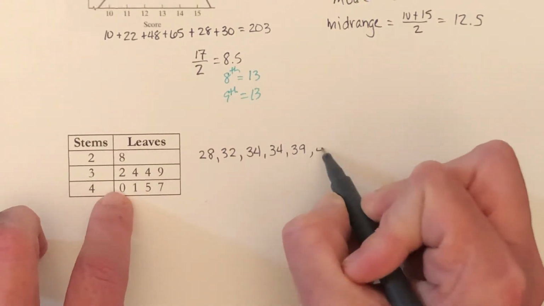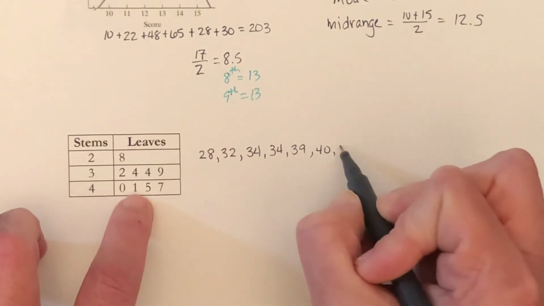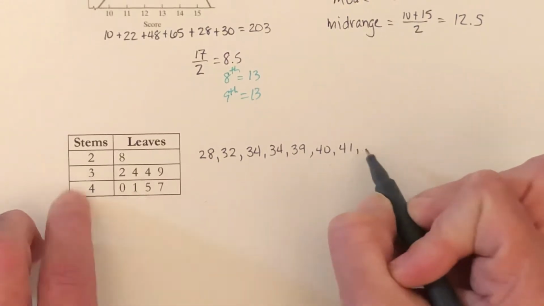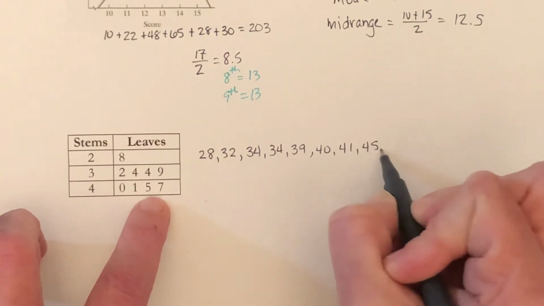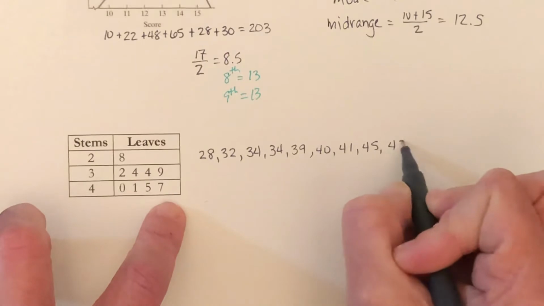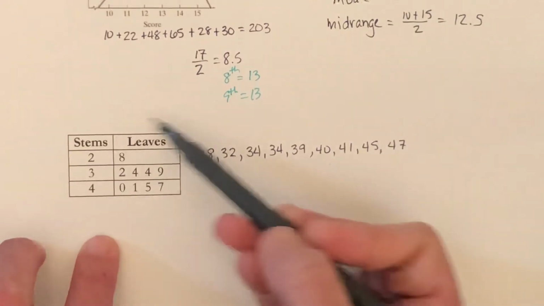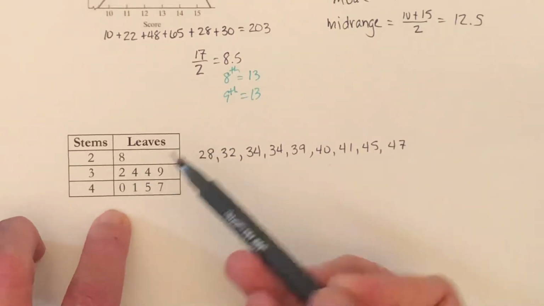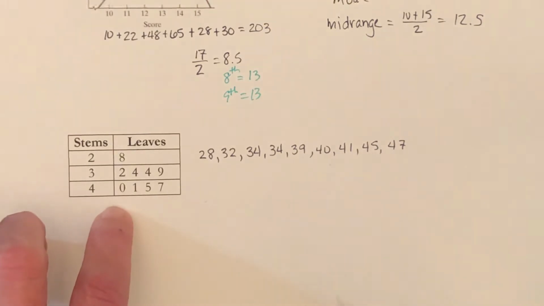40, 41, 45, and 47. It's really nice when these are written in numerical order over here because it makes it really easy to do this. But again, a stem and leaf plot doesn't technically have to be in order. Of course, the computer is going to ask you to do that.